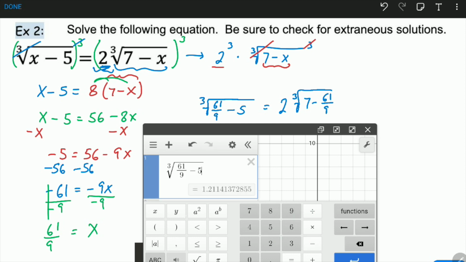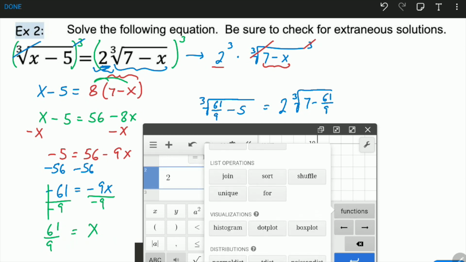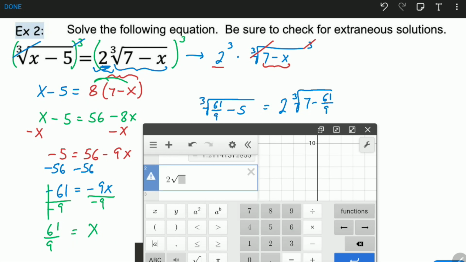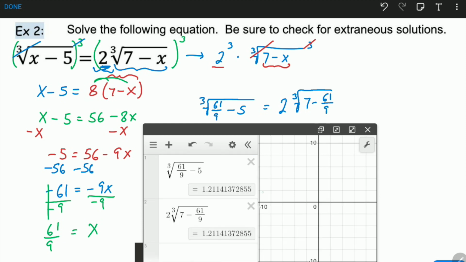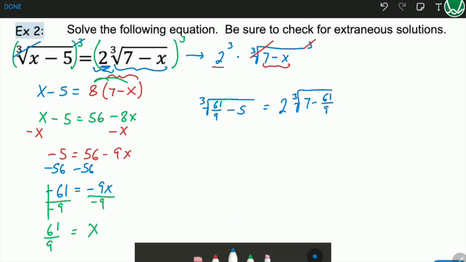minus 5, is that the same value as 2 cube roots of 7 minus 61 over 9? Do we have the same value? Yes, we do have the same value. These two expressions are equivalent, which means overall this does check out. And 61 over 9 is our solution. You can also do that by hand, but because of the fraction, I just wanted to save a little bit of time and did it in the calculator.